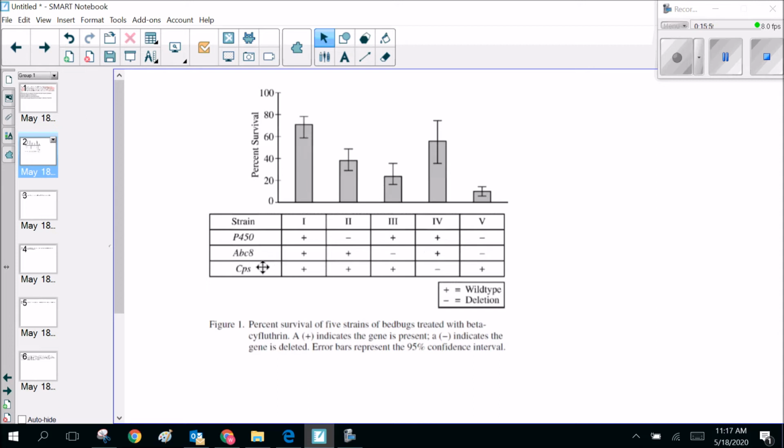And then over here, CPS, when we delete that one, we see that the error bars definitely overlap here. So maybe the deletion of CPS doesn't cause a significant enough change for us to say that that gene is very important in insecticide resistance. It might be hard to tell. When we delete both P450 and ABC8 at the same time, we can see that insecticide resistance decreases a ton. Very few of these bed bugs are surviving after we delete those two.